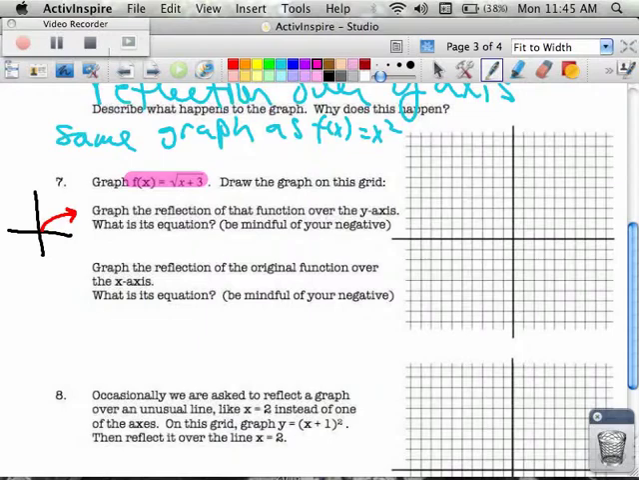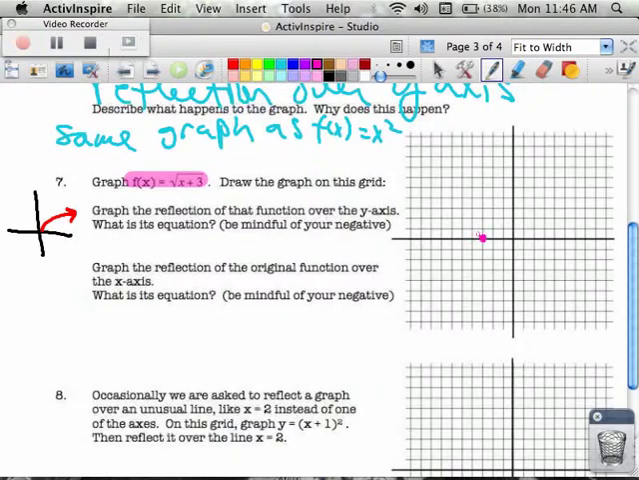Stuff that's on the inside moves left and right. Stuff on the outside goes up and down. Because it's on the inside, it's the opposite of what you would think. So it says plus 3, you think maybe it's right, but nope, it's actually left. So this graph actually looks like this. It starts here and then goes.